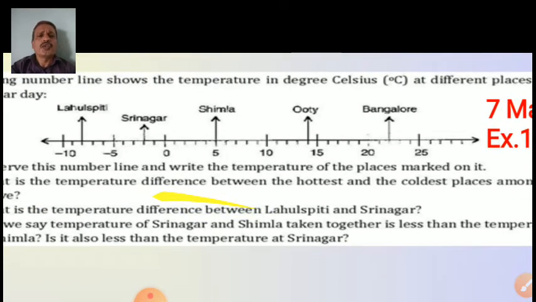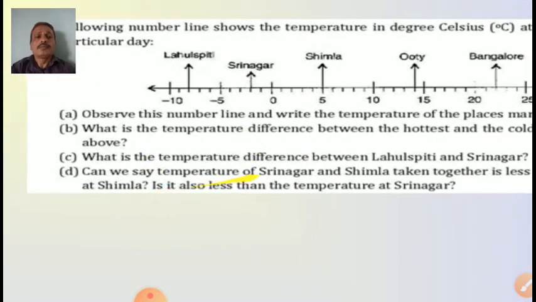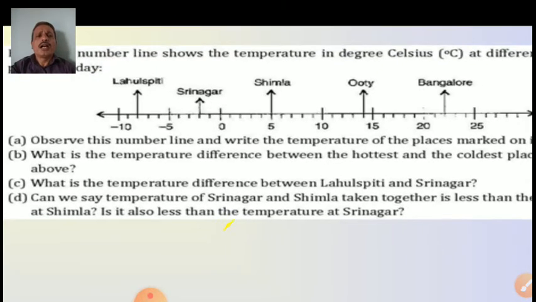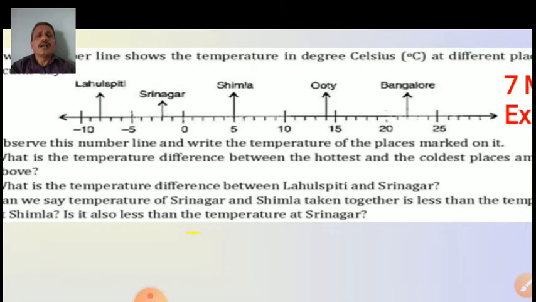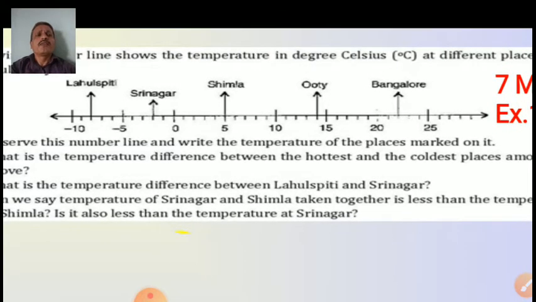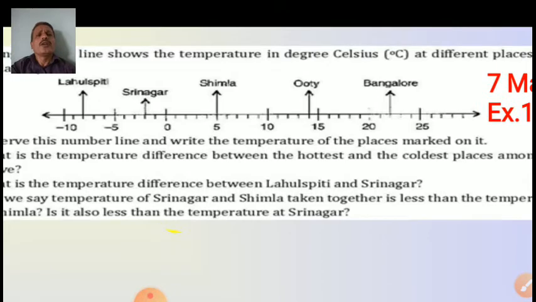See, the number line is shown here. It is written -10 to 25, and the different cities' names are written here: Lahul Spiti, Srinagar, Simla, Ooty and Bangalore. A. What do we have to find? Observe this number line and write the temperature of the places mentioned on it.